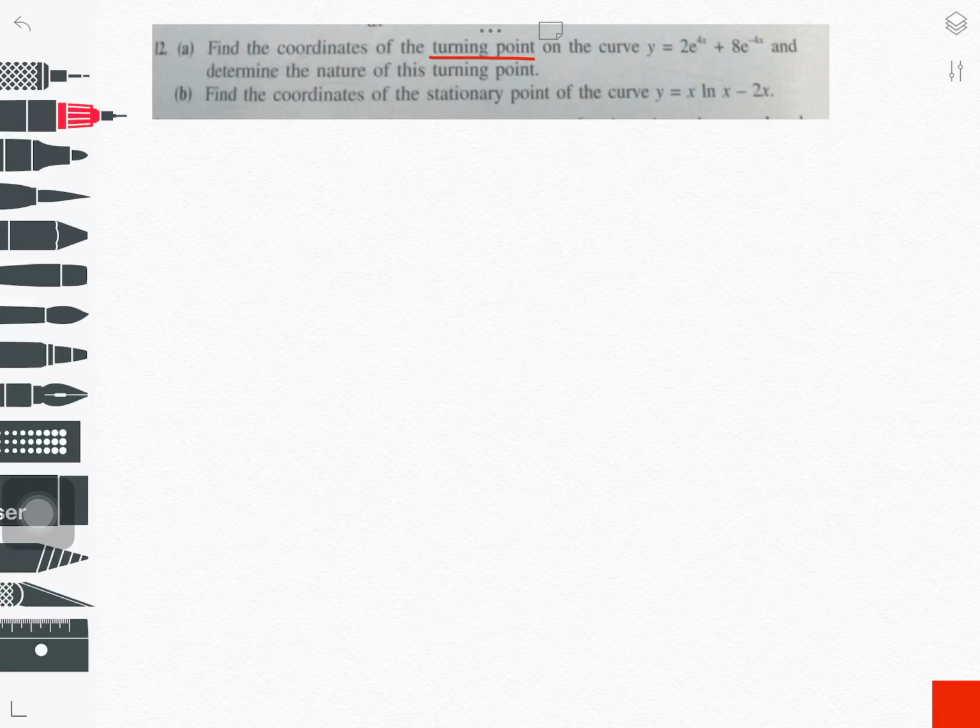Coordinates of the turning point. So at turning points, what happens? Your dy/dx is equal to 0. Simple. I have my y. All I have to do is differentiate. So let's write dy/dx equal to 0.